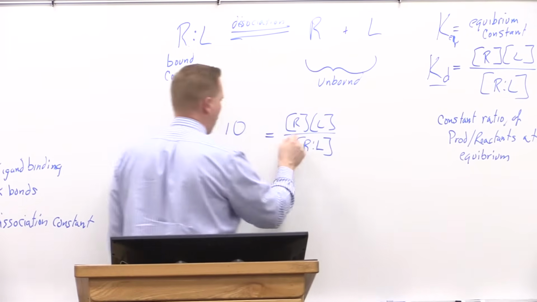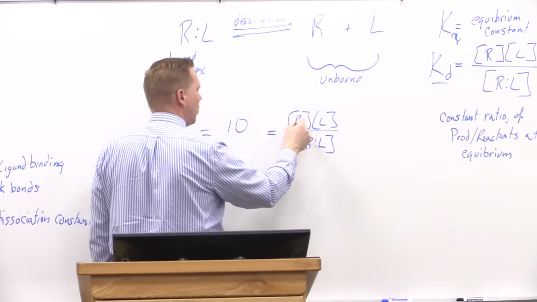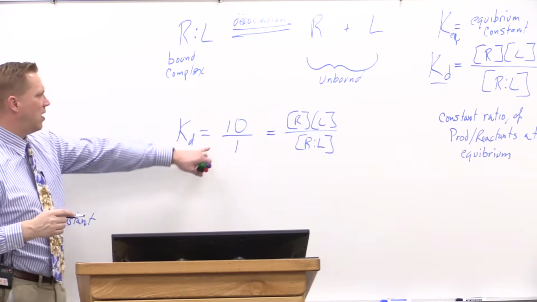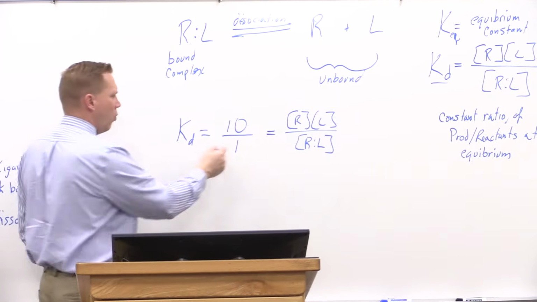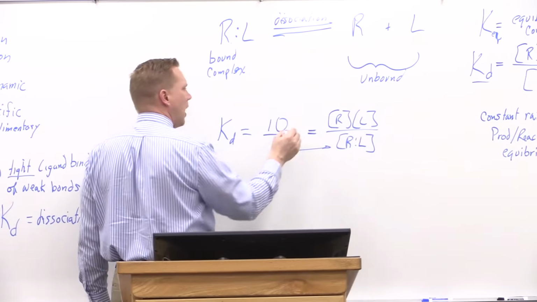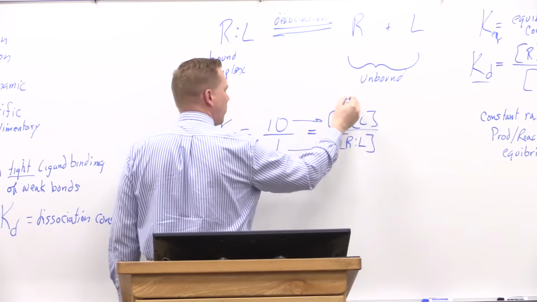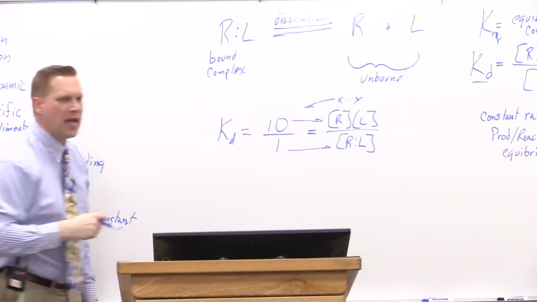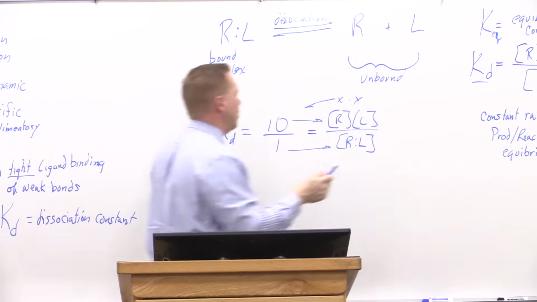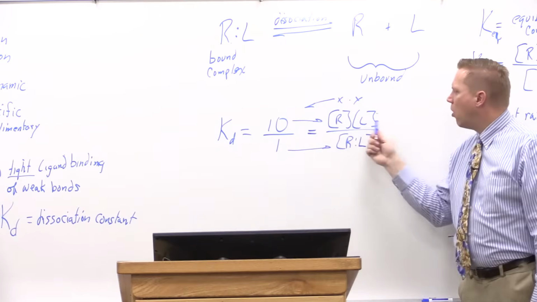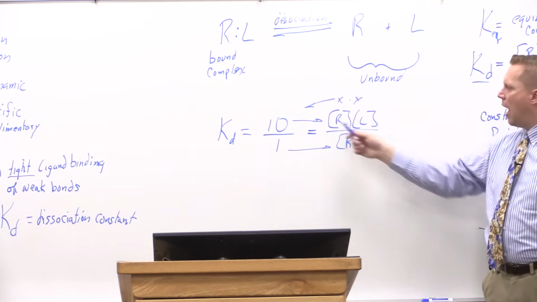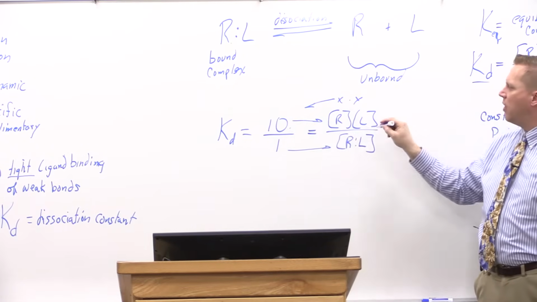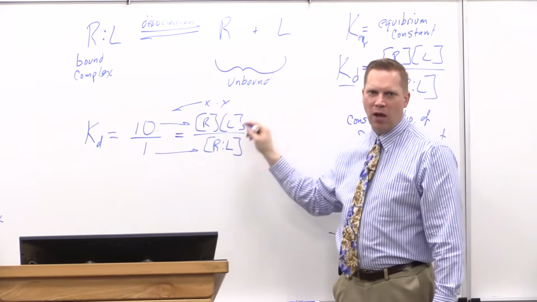So what I could write here is that I would have receptors and ligands over the complex. If I put a 1 down there, I didn't change the number, I just gave it 1 as a denominator. The 1 correlates to my complex, and then the 10 is the product, so x times y would somehow equal 10. But no matter how you slice it, I've got more reactants and products here at equilibrium. So a Kd of 10 is one that favors the unbound form.